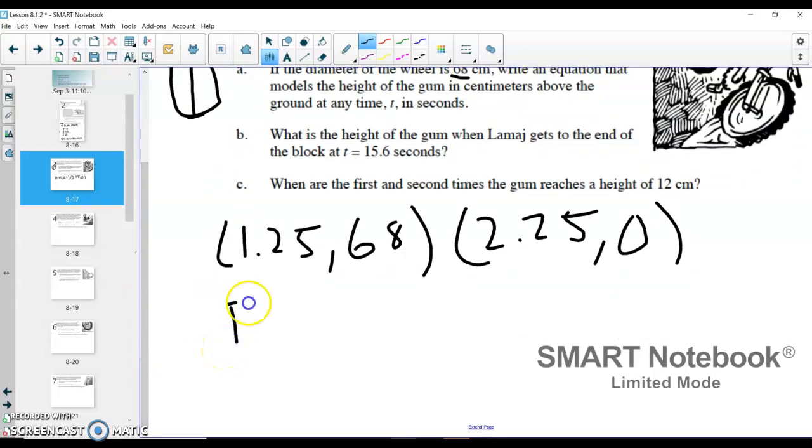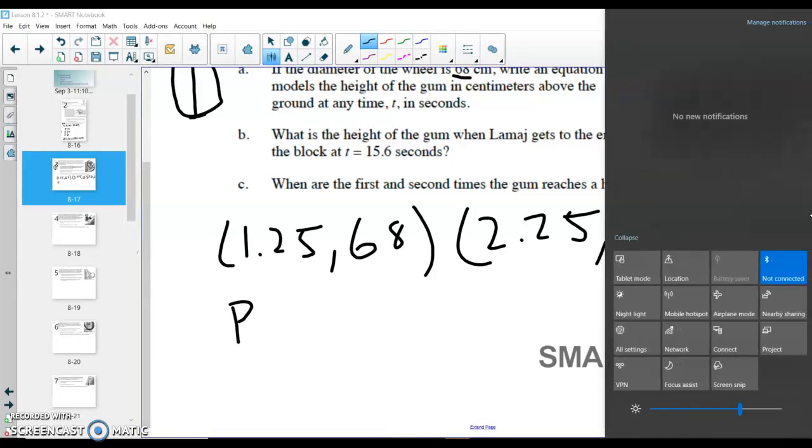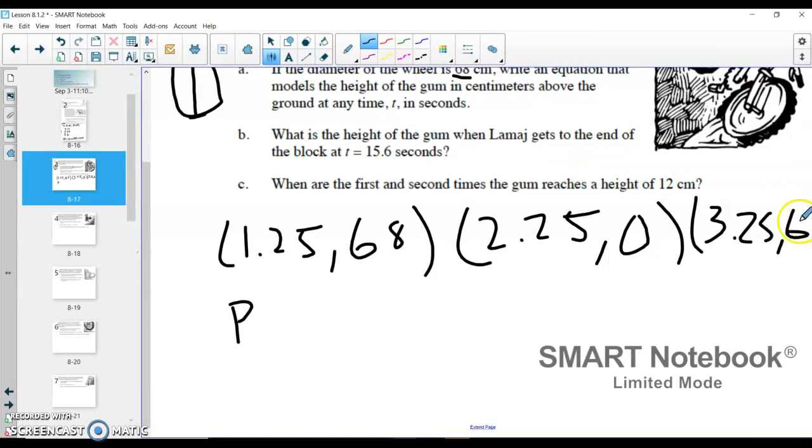Let's start with the period, okay? Similar to what you saw in the last video, it takes me 1 second to get halfway through. In another second, I would be back up, because we're working at a constant rate, so at 3.25 seconds we'd be back up at 68 centimeters. Sorry, ran out of room. So in the full 2 seconds from 1.25 to 3.25, we've completed one full cycle, and that means my period is 2 full seconds.